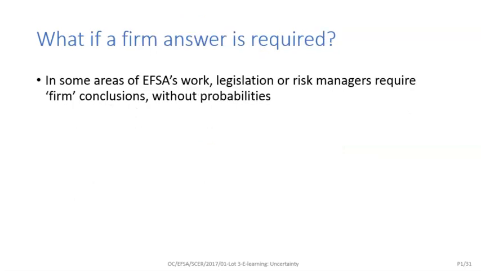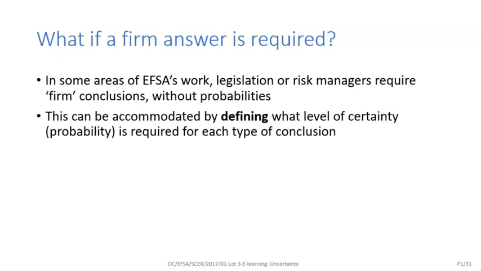The guidance recognises that in some areas of EFSA's work, especially regulatory assessments, legislation or risk managers may require firm conclusions without probabilities. However, it is still beneficial to use probabilities when conducting those assessments, even if they are not included when reporting the conclusions. This can be done by defining what level of certainty, i.e. probability, is required for each type of conclusion.